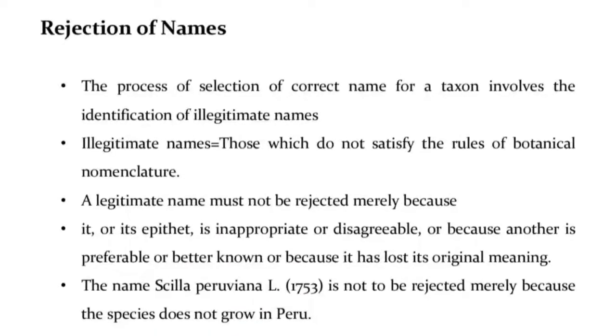The process of selection of correct name for a taxon involves the identification of illegitimate names. Illegitimate names are those which do not satisfy the rules of botanical nomenclature. A legitimate name must not be rejected merely because it, or its epithet, is inappropriate or disagreeable, or because another is preferable or better known, or because it has lost its original meaning. The name Cedrela peruviana, 1753, is not to be rejected merely because the species does not grow in Peru.